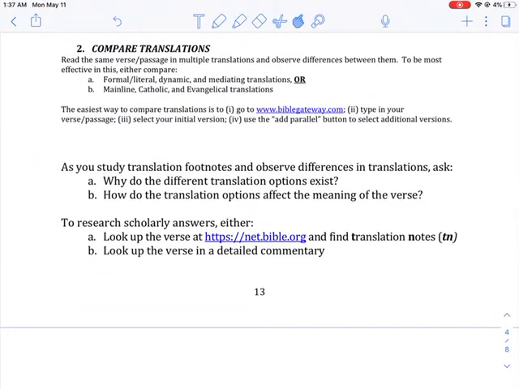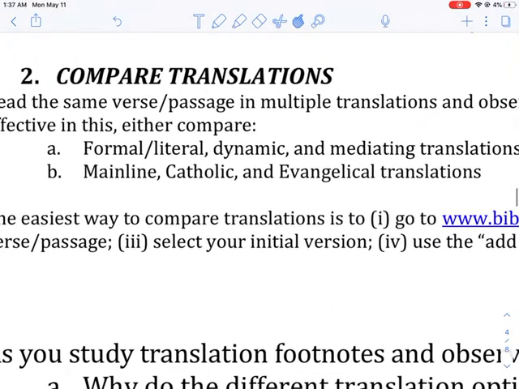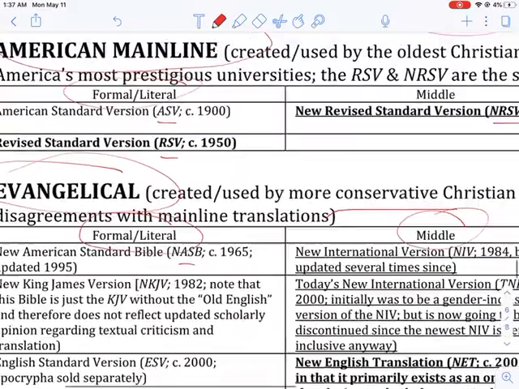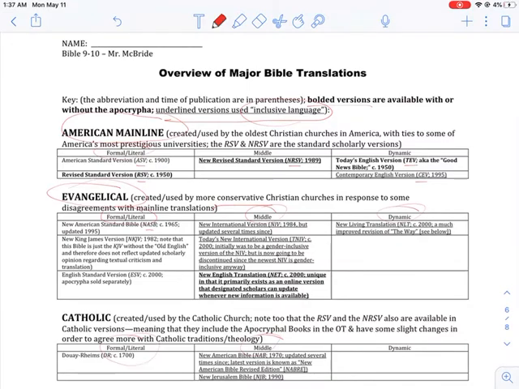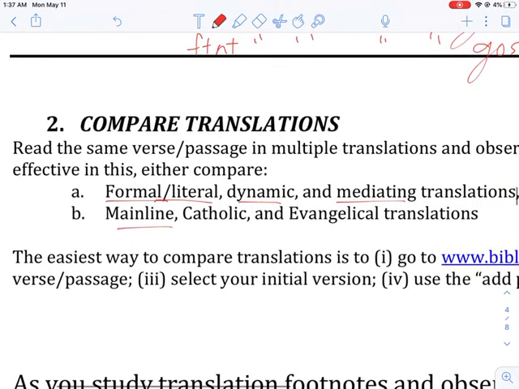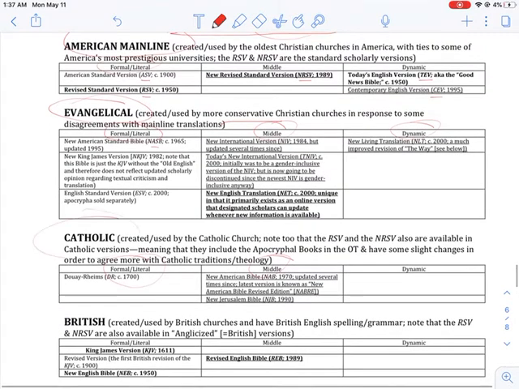And the best way to do this, if we go back up to our notes, is to either compare a formal or literal, a dynamic, and a meaning translation, so we get a different type of translation in each column, or to compare a mainline, a Catholic, and an evangelical translation. And so in that instance, we would have a different type in each section.